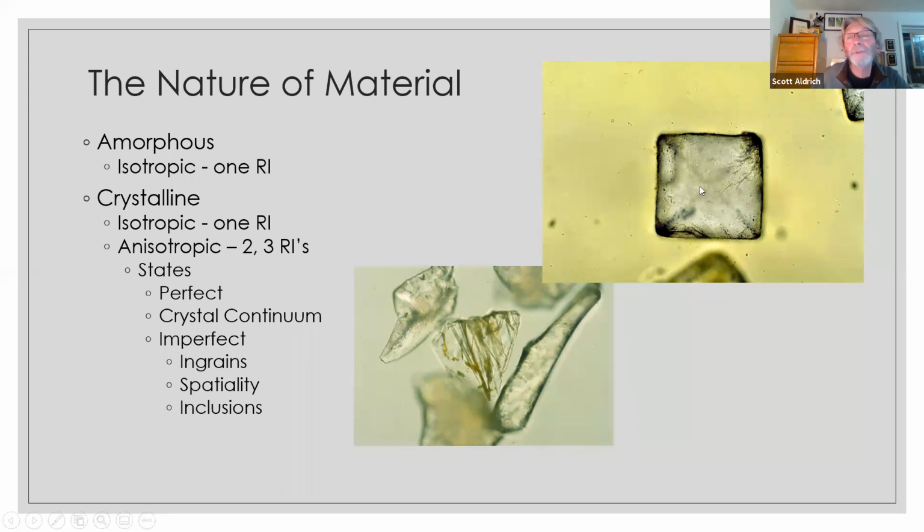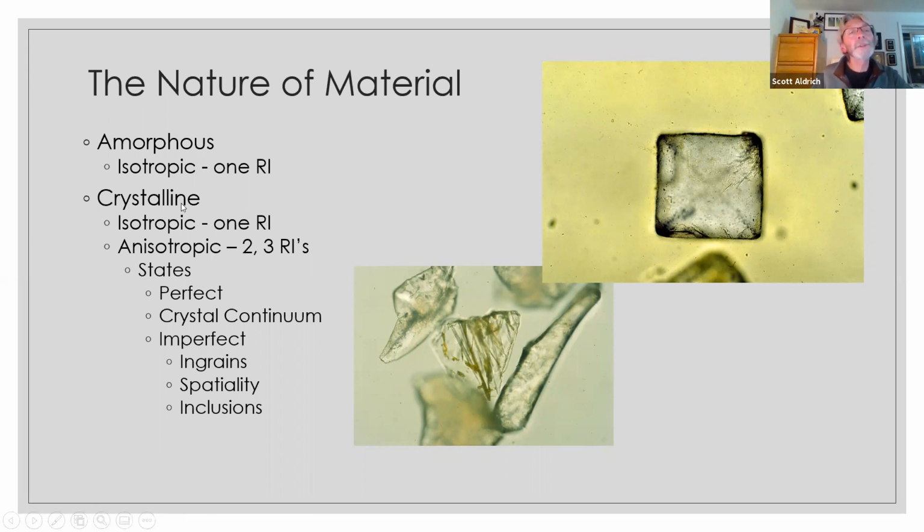Whereas if I were to dissolve the salt and let it dry on a plate and it didn't recrystallize, it would be an example of an amorphous material. It, however, would have the same refractive index as the crystalline material. So we can use that to identify it.